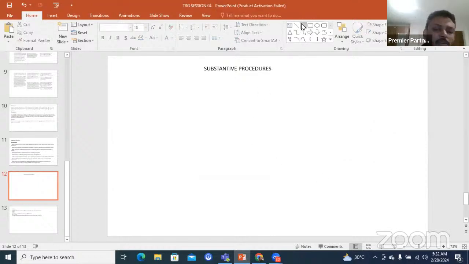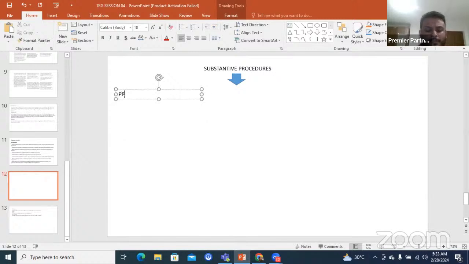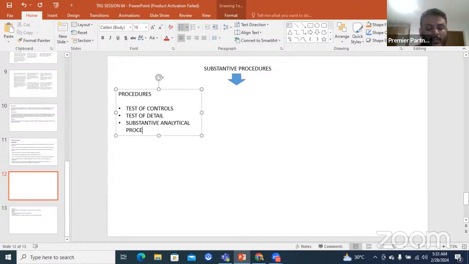Okay, quickly let's go to substantive procedures. Substantive procedures can be tested in 3 ways, right? The term is procedures. If the term is procedures, you can write test of controls, you can write test of detail, and you can write substantive analytical procedures. All 3 you can write.